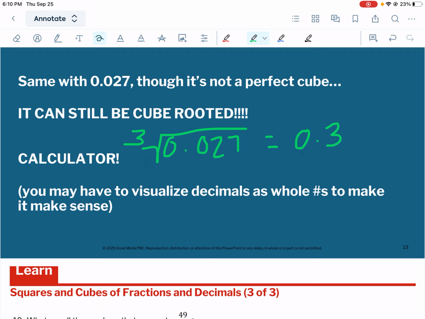Why? Because I know that 27, if I cubed it, would give me 3 times 3 times 3, which is 3 cubed. But then we have to keep it in decimal form because that's the form that it's already in, and we have to stay consistent to that format. So instead of using 3 cubed, it is 0.3 cubed, or 0.3 if it asks you for an x value.